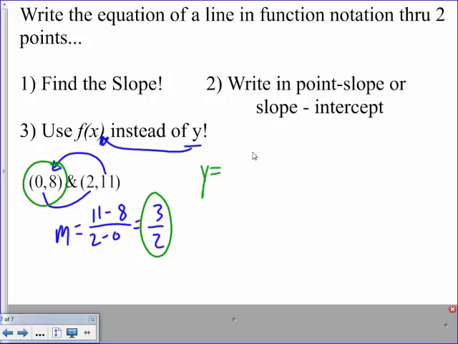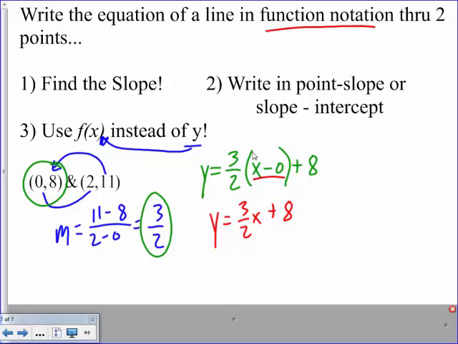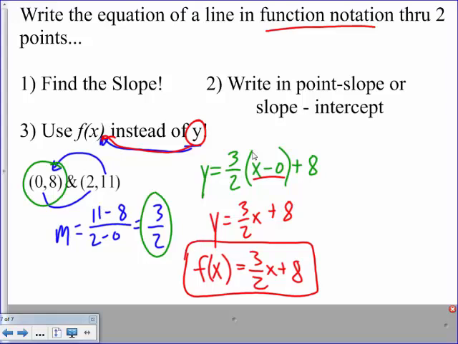So point slope form is y equals slope times x minus x1, so x minus 0, plus the y1. And if I want this in slope intercept form, I could just simplify. I don't have to put it in slope intercept form, but this one wouldn't be too bad, right? Because x minus 0 is actually just x. So I'd have y equals 3/2 x plus 8. But the only thing it says is write in function notation. So what's our last rule? Instead of writing y, we're going to write f of x. So I'm going to replace y with f of x equals 3/2 x plus 8. So there it is in function notation. Okay, and that's really all there is to it.